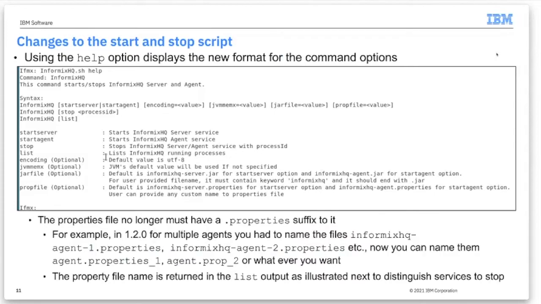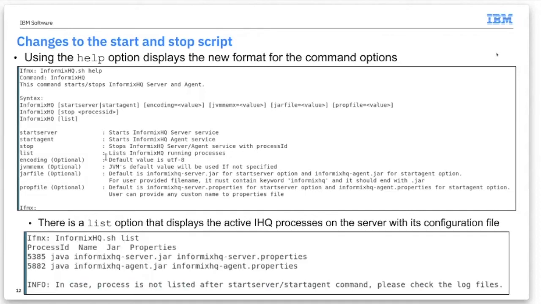The property file names no longer have to have a .properties suffix to them. So you can name these files any way you would like. In version 1.2, there's some very specific restrictions on what these file names could be, and that's now been lifted. It is these properties file names that will be returned with the new list option that shows you what IHQ services are running so that you can identify the correct service to kill in just a moment.